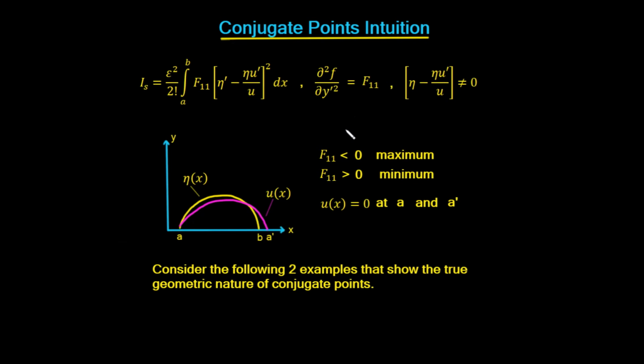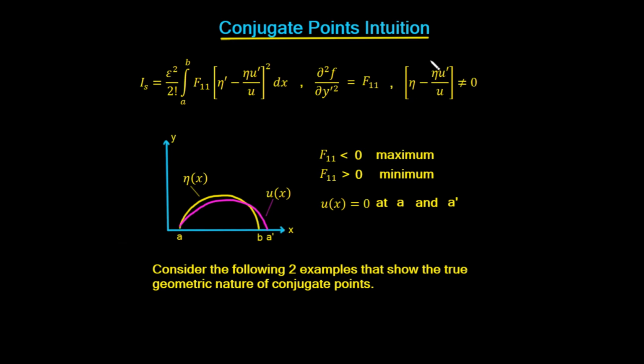So let's start building a geometric intuition into conjugate points. What we have on this page is a recap of what we've done before. We derived this equation here for the second variation. We said that if this value here is less than 0, we would have a maximum. If it's greater than 0, we would have a minimum. And we had to ensure that this here didn't equal 0.